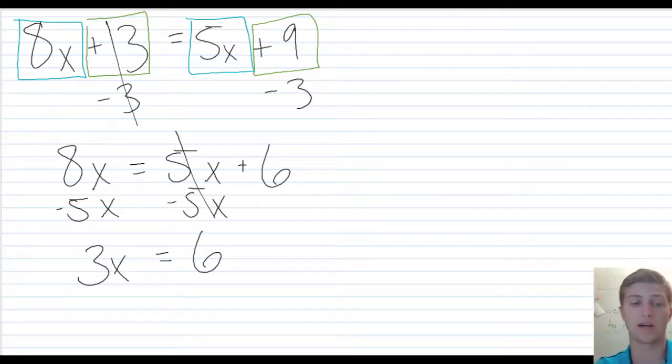What's happening to x? It's being multiplied by 3. How do we undo multiplication by 3? We divide by 3. What we do to one side, we do to the other. Cancel, we're left with x. 6 divided by 3 is 2.